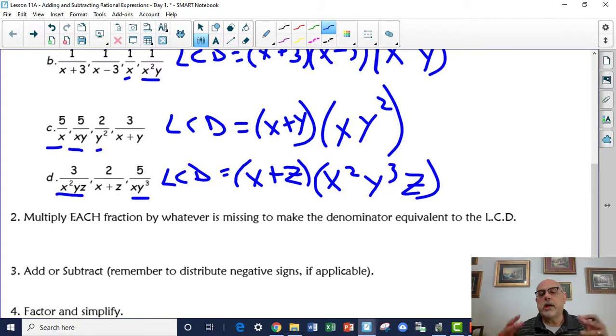So once you find your common denominator, you have to look at each fraction and see what's missing in that denominator. Okay, multiply the fraction by that missing term over itself, because we're multiplying the fraction really times 1. Anything over itself is 1. So let's look at one. Let's go to the next page.